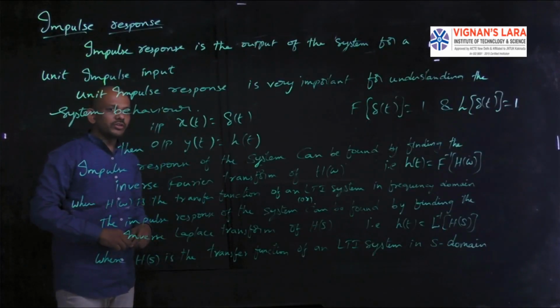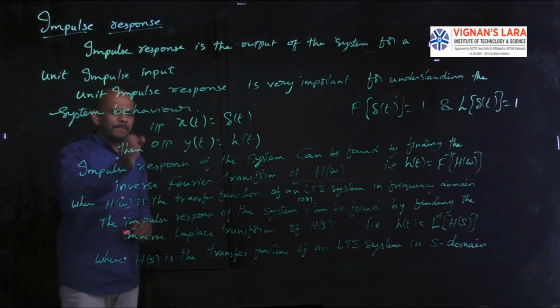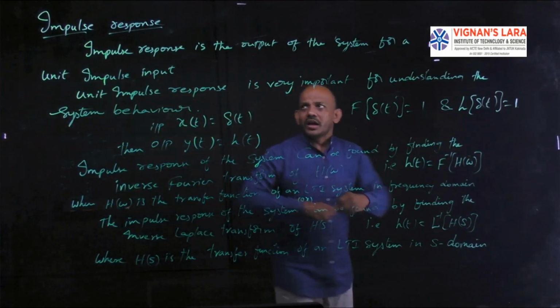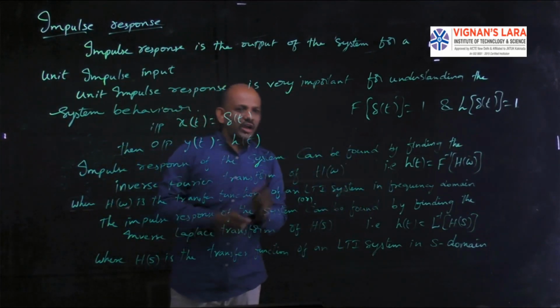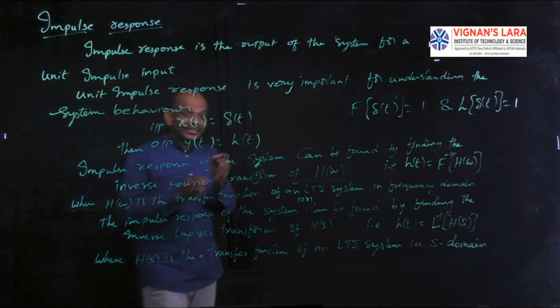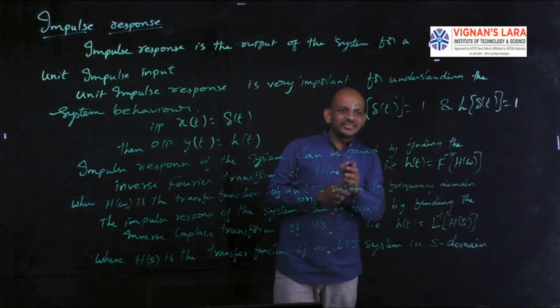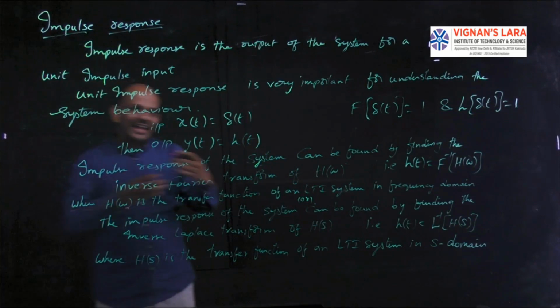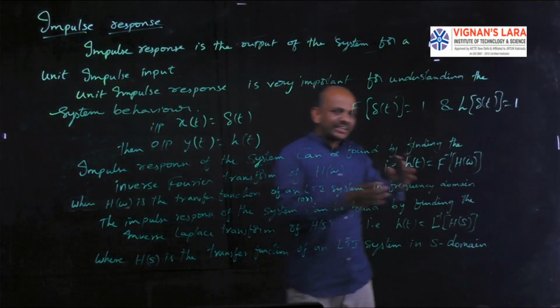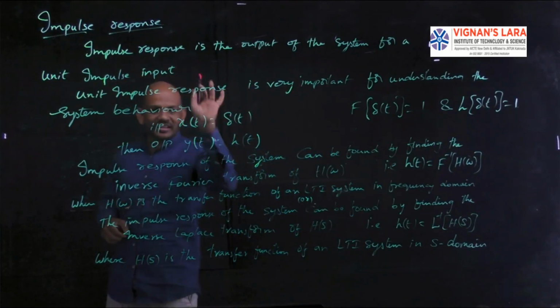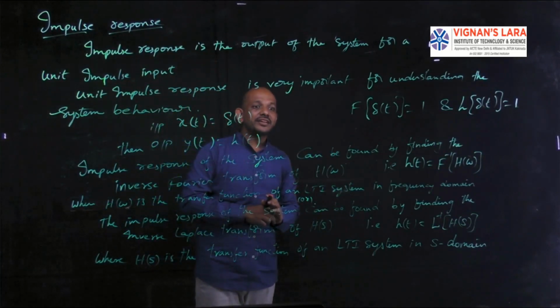Now we move on to the topic impulse response. The name itself tells us: response is the output, and here impulse is nothing but the input. That means for a system, if we give a unit impulse as input, it will generate an output. That output is nothing but the impulse response.